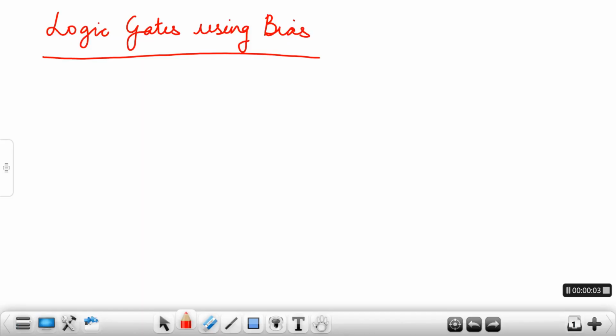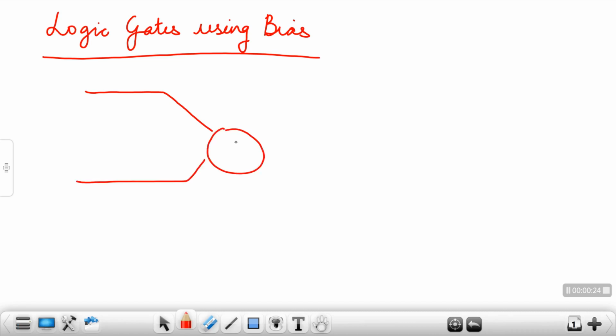We have already discussed the logic gates using McCulloch-Pitts neuron model, wherein we have only considered the threshold. But now, as we already know what a bias is, we will also be introducing the bias term in the equation of the gate. So if this is the neural network and the bias which is given to it is B, there are two inputs, x1 and x2, with weights w1 and w2.